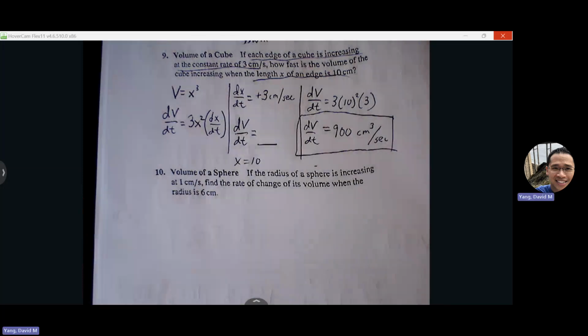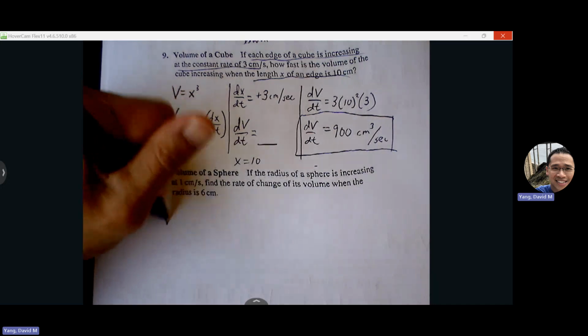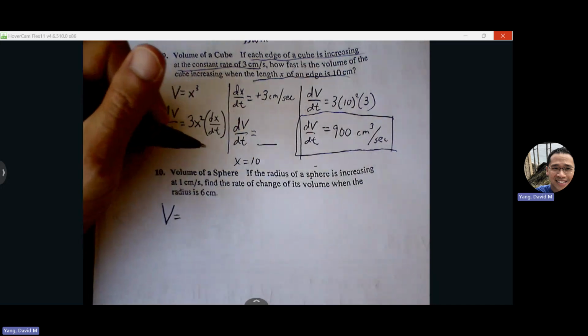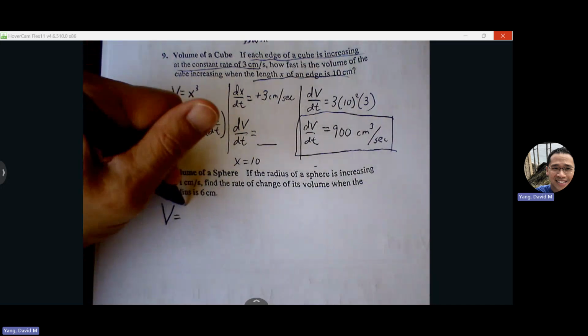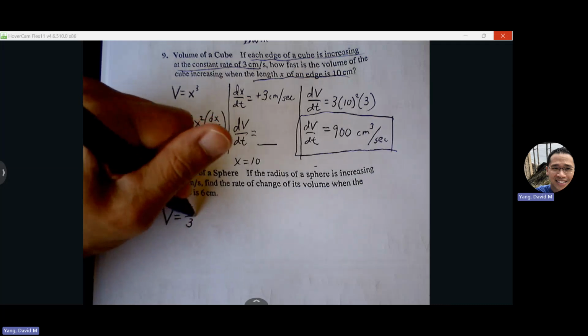All right, number 10. If the radius of a sphere is increasing at 1 centimeter per second, find the rate of change of its volume when the radius is 6 centimeters. So again, anything with spheres or cones or cylinders, those formulas we provided for you. There's no need to memorize these.